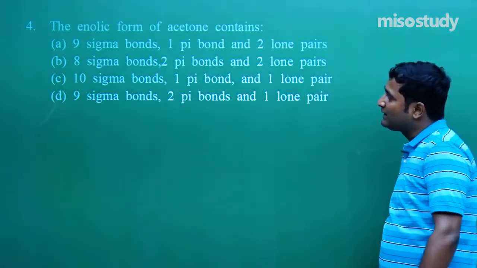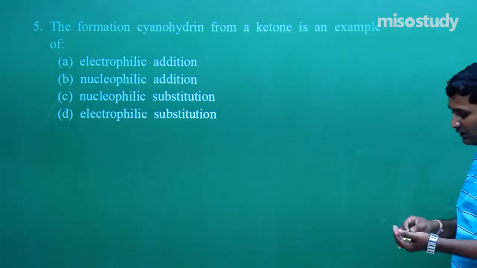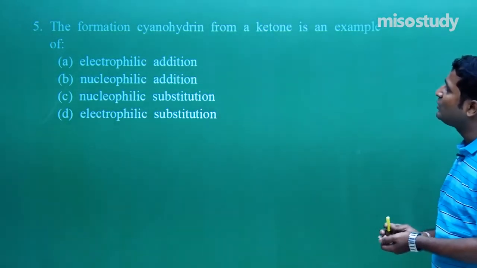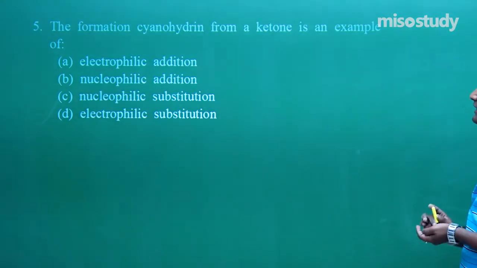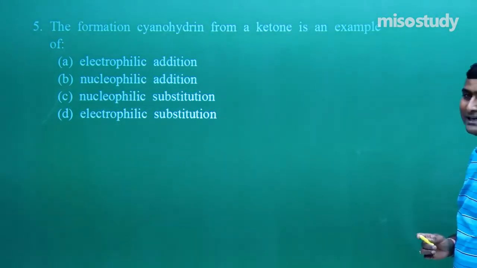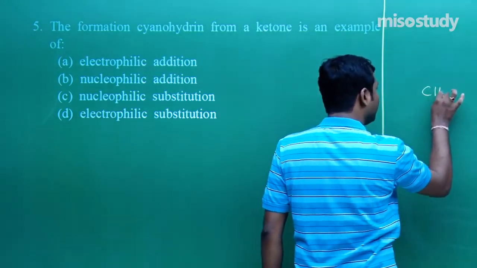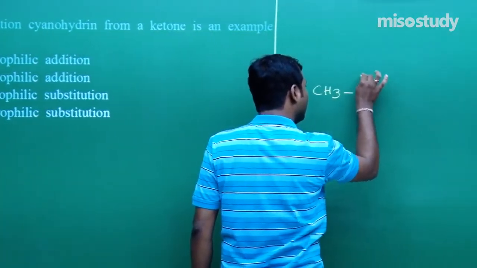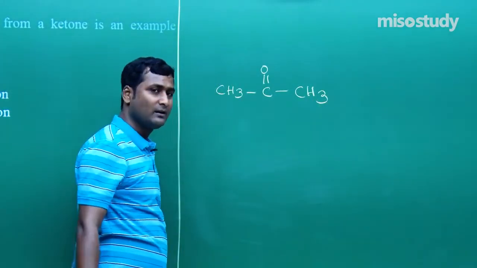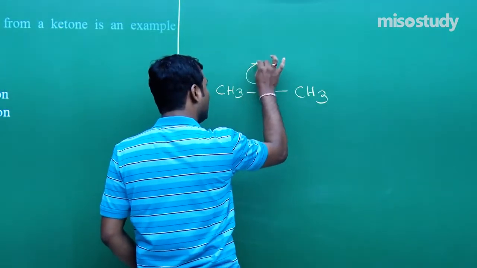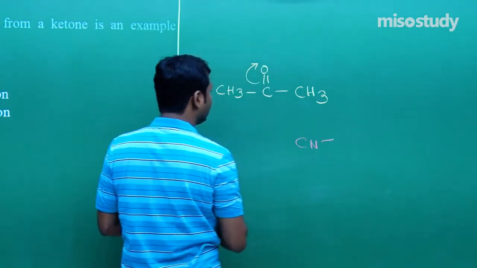Now let's move to the next question, question number 5. Look at the formation of cyanohydrin. The formation of cyanohydrin from a ketone is an example of... Look, this one is the ketone, CH3-C=O-CH3. Clear? Now what will happen? It will move here. Listen carefully, and this one is CN minus, cyanide.